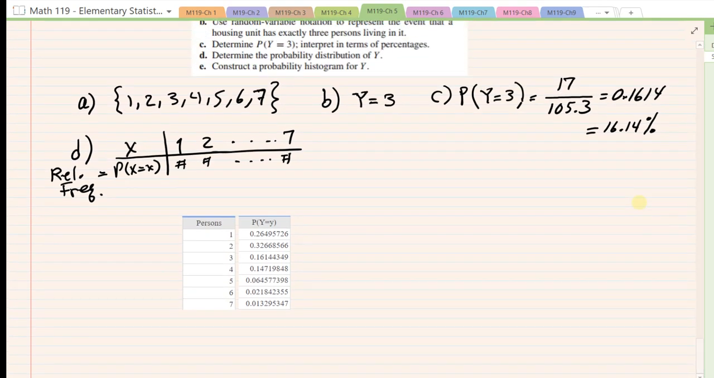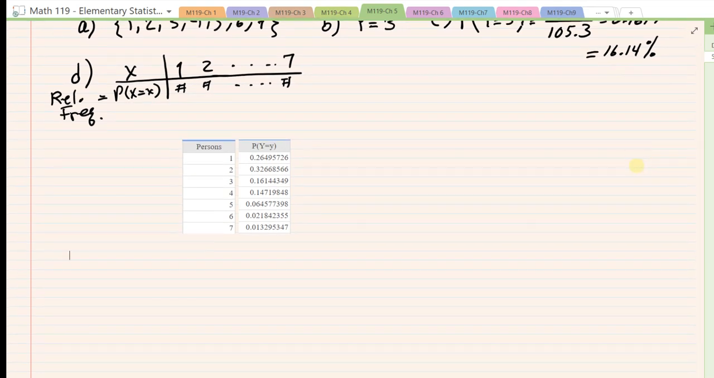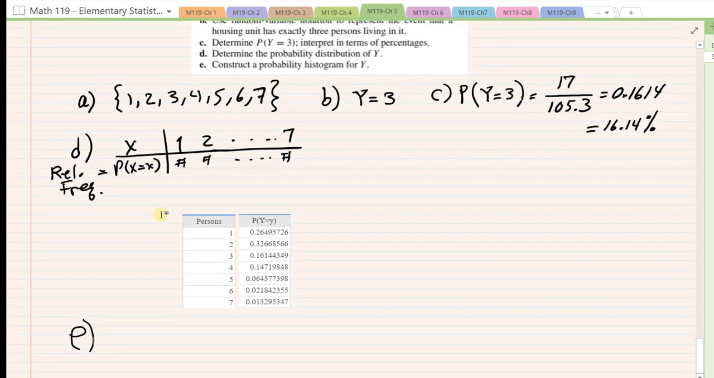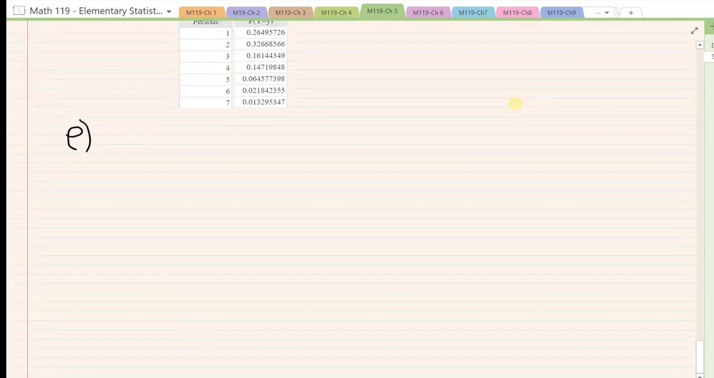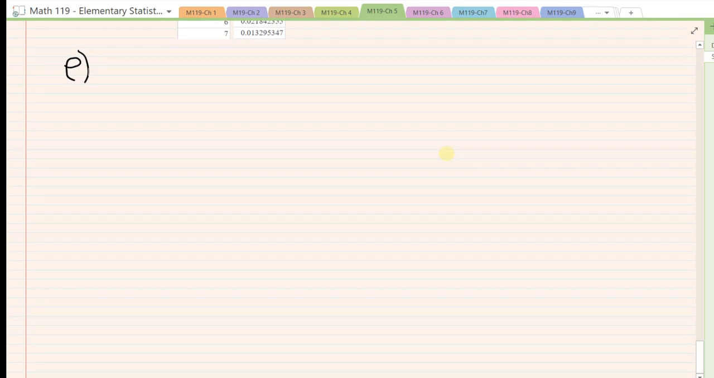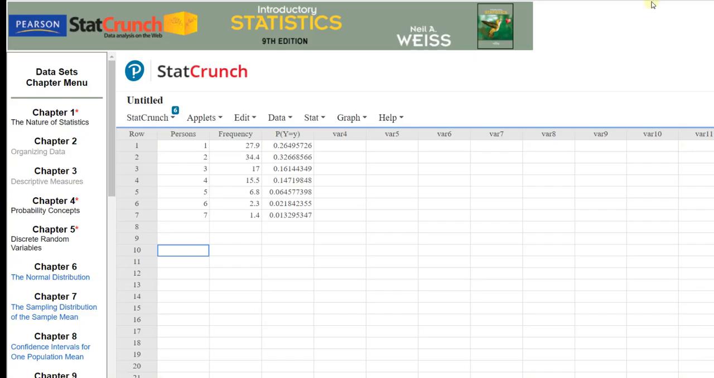Now in part E, construct a probability histogram of Y. Now to do part E, again, I'm going to go back to StatCrunch and actually show you how to get a probability histogram from StatCrunch. So let me get this prepared and let's go to StatCrunch again. Now I'm back in StatCrunch here. Let's take a look at how we're going to get a histogram of this probability distribution.